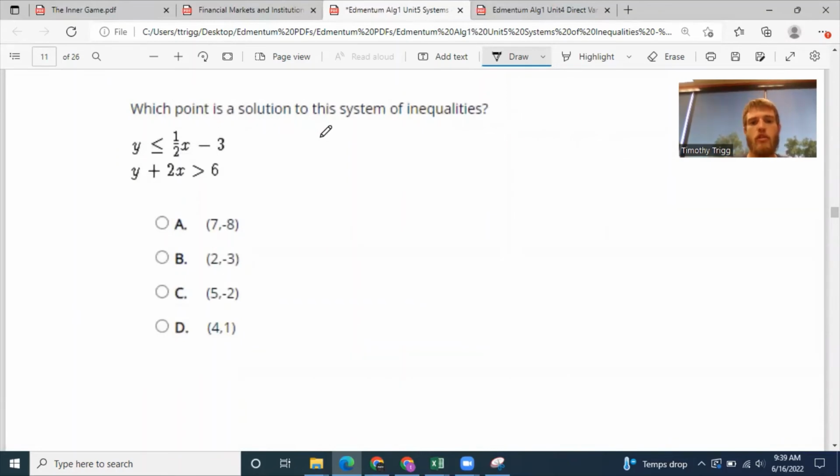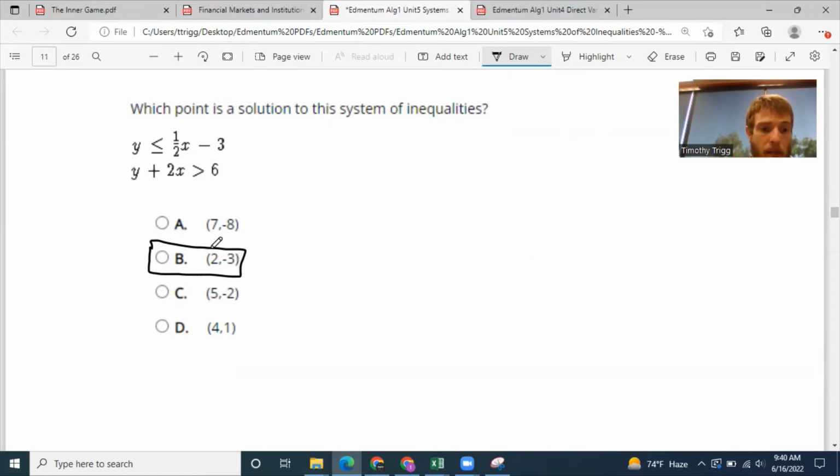Which point is a solution to the system of inequalities? So here we have a system of inequalities, and we could use these coordinate points to see which one of these would actually produce a true statement. We want it to produce a true statement for both in this case. Let's go ahead and try answer choice B. If it's the correct answer, it'll produce a true statement for both inequalities.